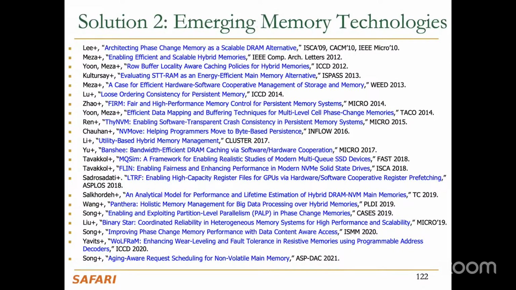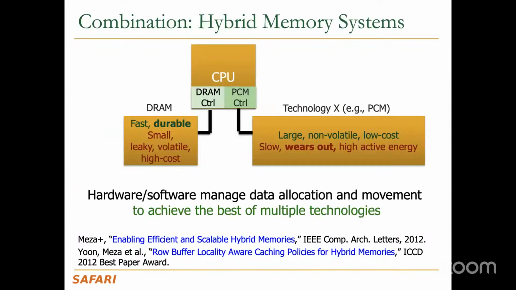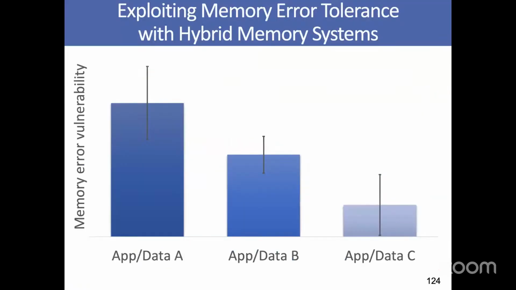Okay, so we'll cover some emerging memory technologies also. And we'll cover the hybrid memory systems combination that I've already mentioned. Okay, let me give you another example, a different way of thinking. This is the embracing part. If you have hybrid memory systems, and if you understand your applications and data characteristics really well, you can take advantage of different types of memories. This is one way of doing that. There are other ways that I will also mention.